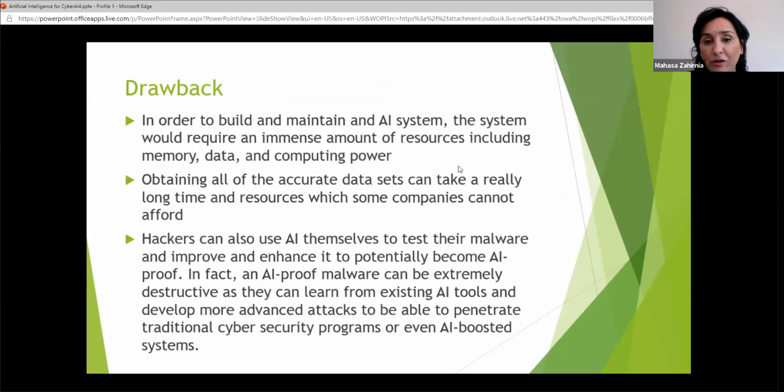What are the drawbacks? The drawback is obviously that this is a massive amount of work. There's a lot of data that has to be collected and consumed. So for us to have a stable environment, hackers can AI-proof us. They can countermeasure us with their own AI environment.